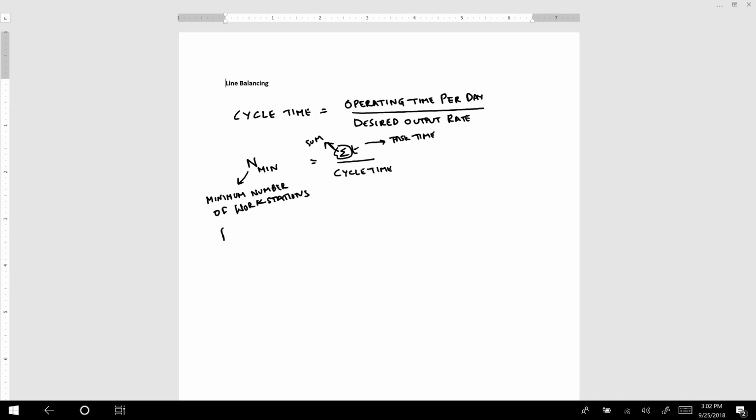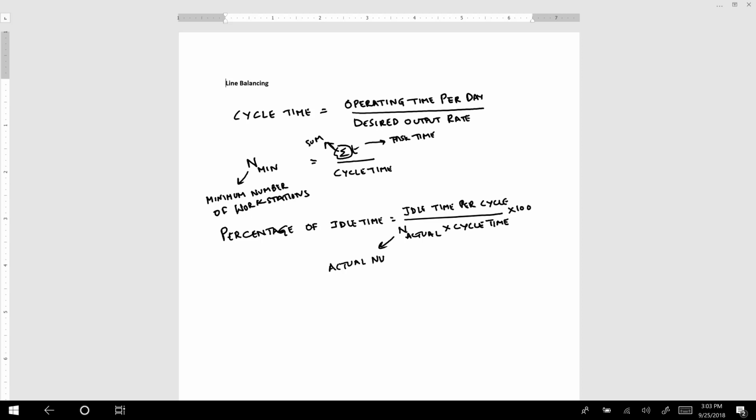And then the third formula is percentage of idle time, which is given by idle time per cycle divided by n actual multiplied by cycle time, and then multiplied by 100. So n actual is the actual number of workstations used.